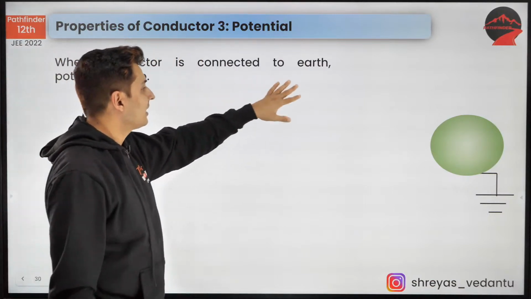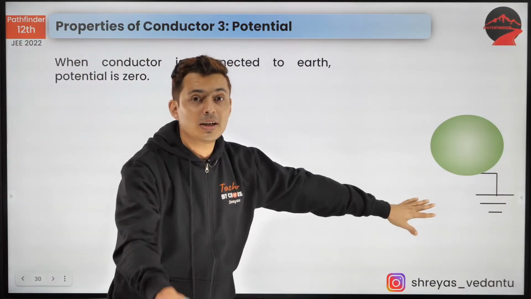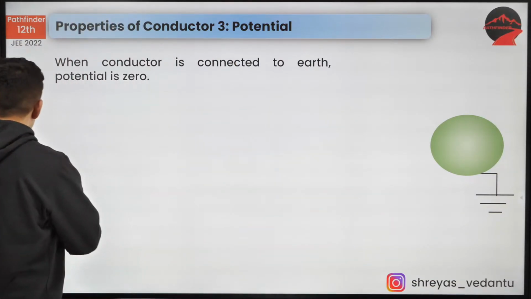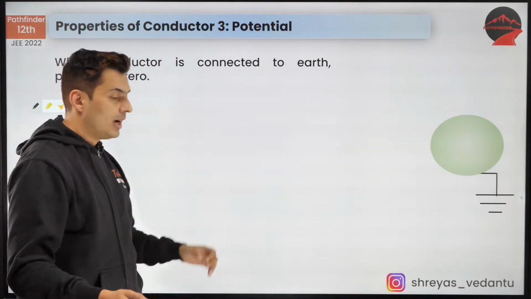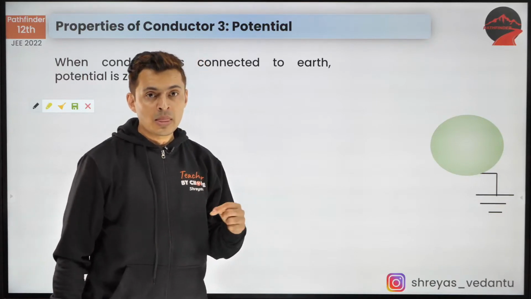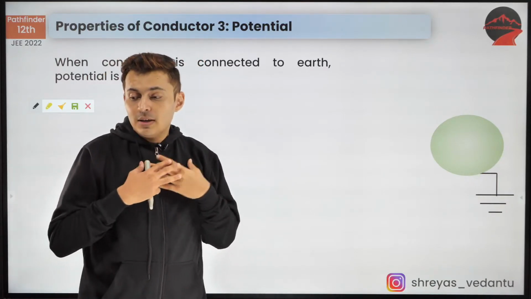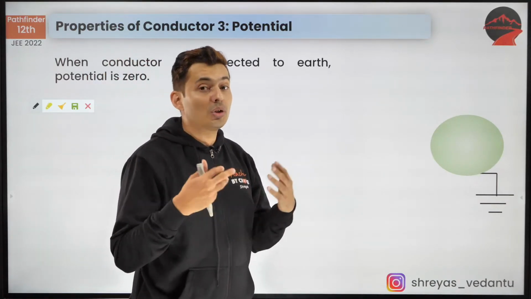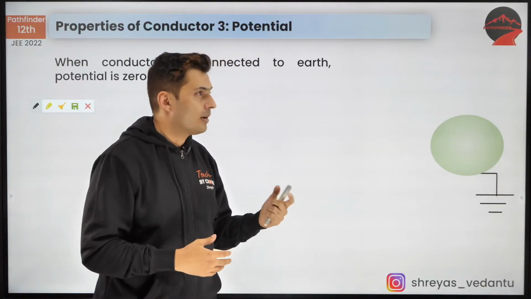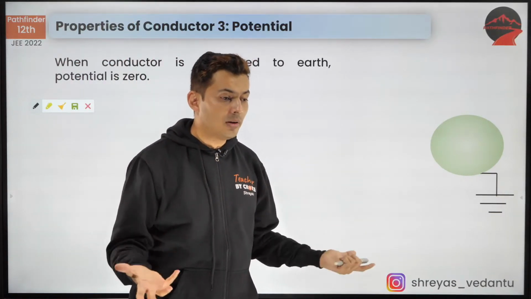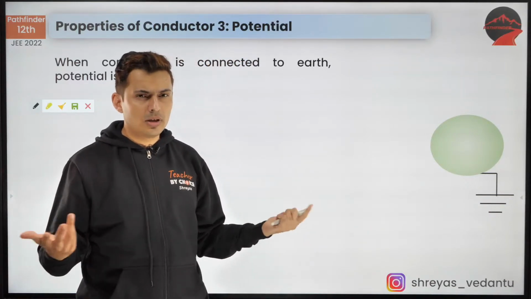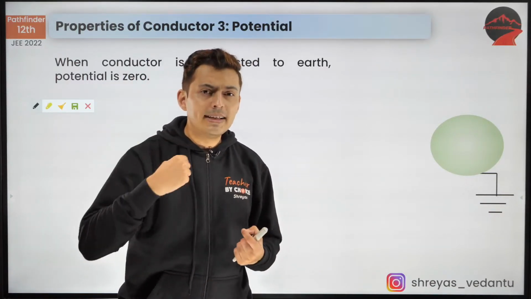When a conductor is connected to earth, then the potential becomes 0. This is very important. Now this is also used in many appliances. You have something called earthing. Earthing means whenever you touch something which you should not touch, like the blade of a fan or the metallic casing of a device, maybe a washing machine or something, and there is some leakage.